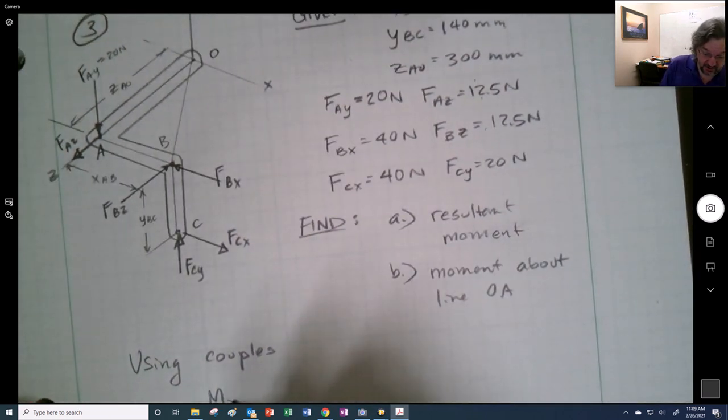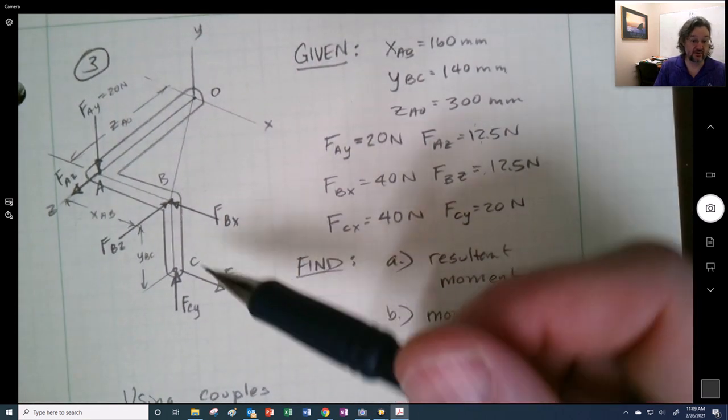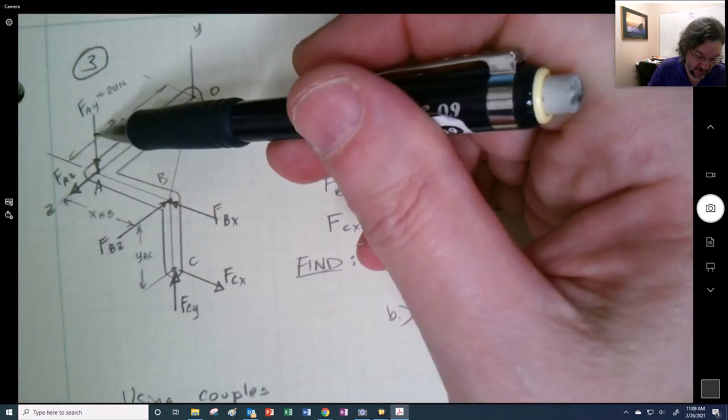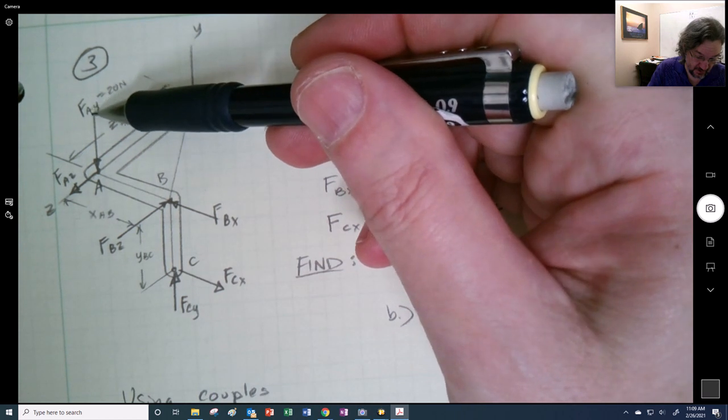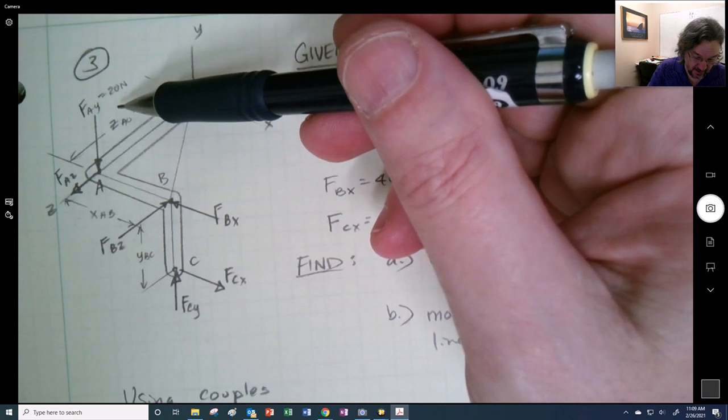The moment about the X right here is going to be from the couple that is made up of, let's see. Wait, is there going to be any about? Yes.